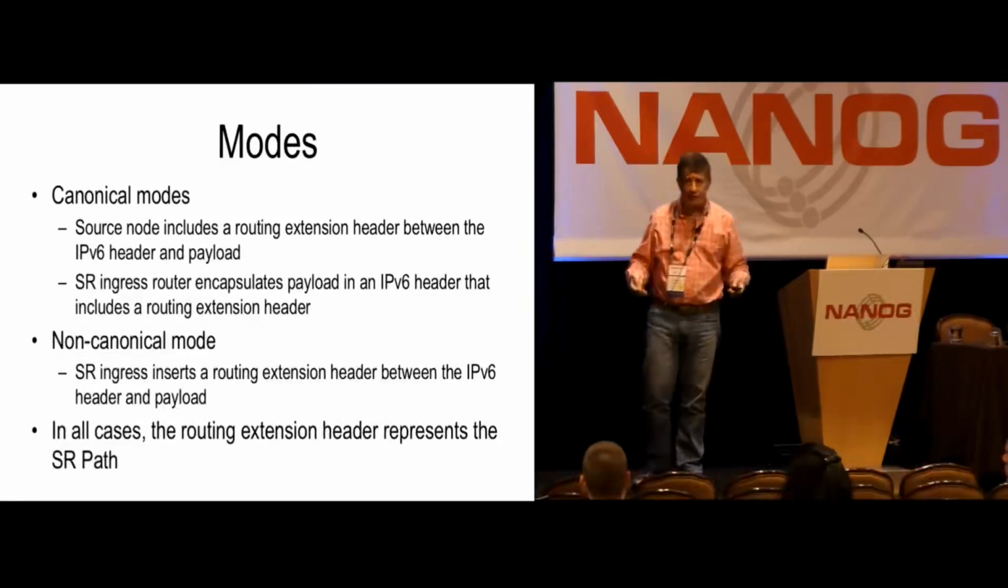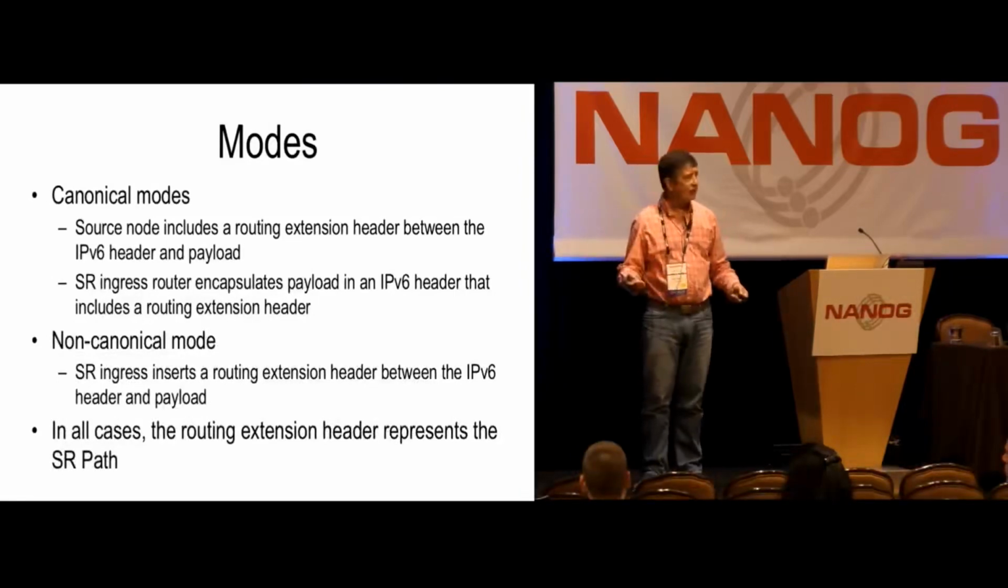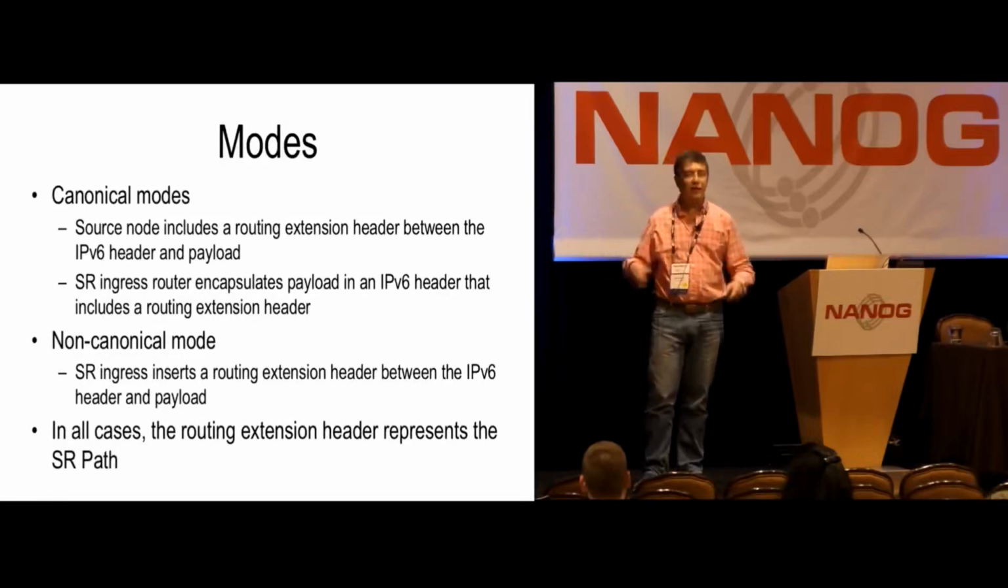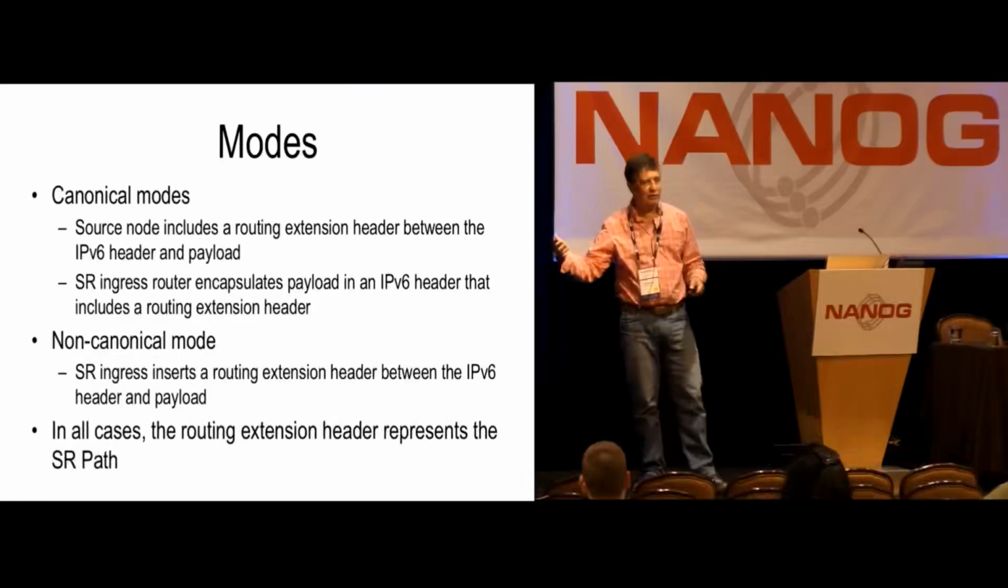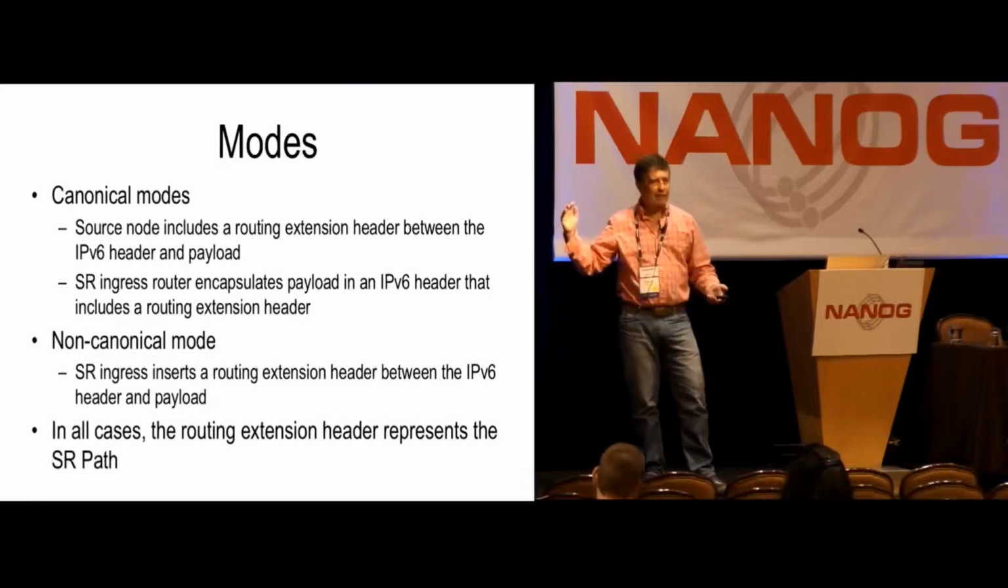Another possibility is that the packet originates on your laptop. It's not SR aware. It goes a few hops and it hits an SR ingress router. The SR ingress router encapsulates that packet in an IPv6 packet that has a segment routing extension header. Those are the two canonical modes.